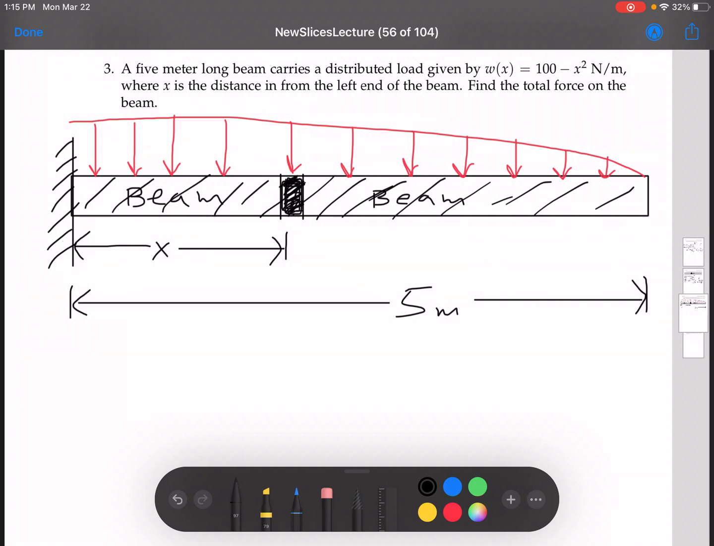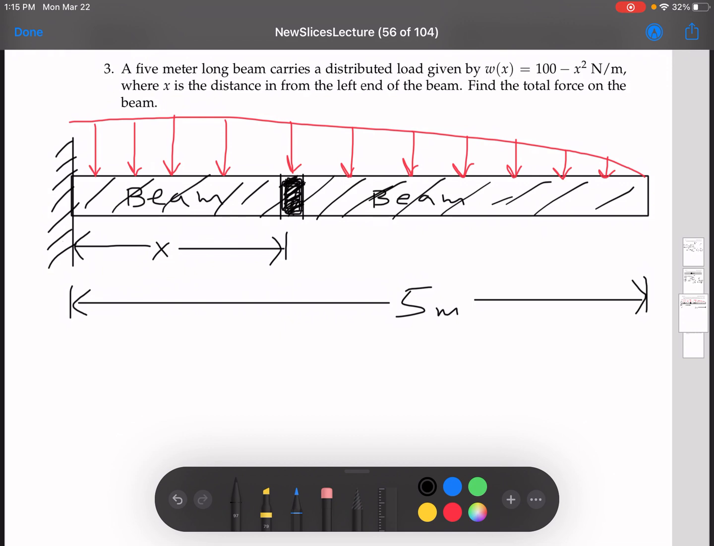Here we have a 5-meter long beam. That's this rectangle here that I've labeled beam. It's just one beam. And it has a distributed load given by W of x equals 100 minus x squared newtons per meter. And this red curve with the red arrows pointing down indicates the distributed load.